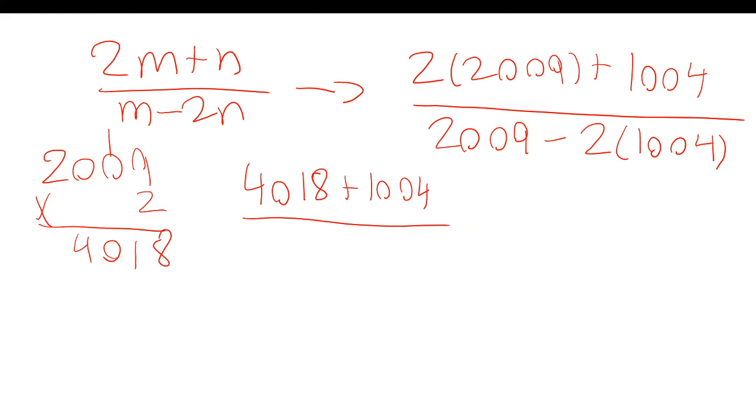2 times 1004, we have an 8 in the ones digit, and these two are zeros, and 2 times 1 is 2. So we have 2009 minus 2008, which is 1. So now we know we've reached the maximum possible value. We're sure our answer is right because this denominator is just 1. So now the greatest possible value is just this up here. But of course, that's not in simplest form. Let's go ahead and put it in simplest form.